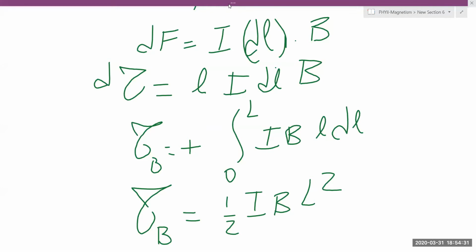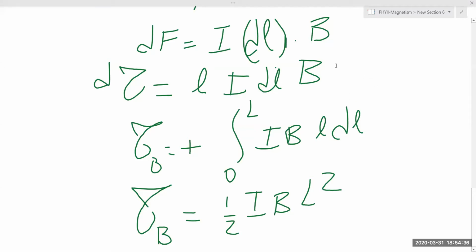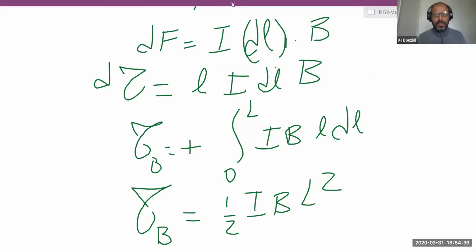So you said you equate the torque of B to what? The mg? Yeah.